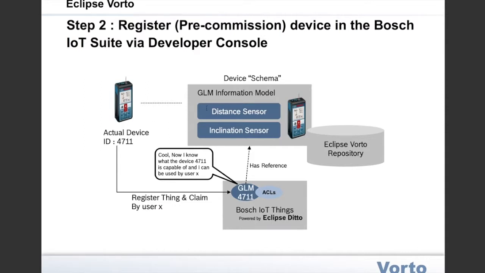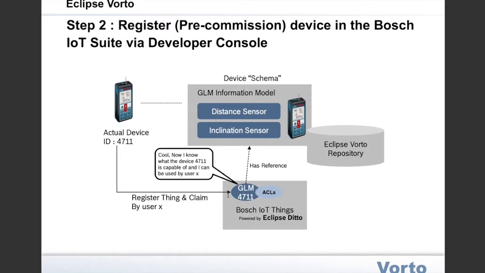So what it does behind the scenes is that it takes the GLM information model and reads its metadata and creates a new Bosch IoT thing in there as an instance, and also attaches the corresponding ACL, so only the specific user creating or pre-commissioning the device is able to read and write data.